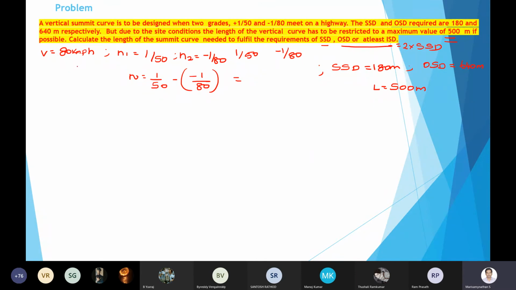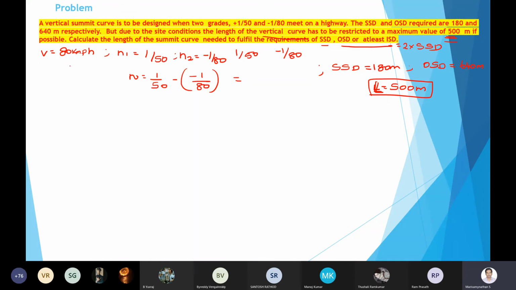Then what they are asking is the length of the summit curve. We have to provide a length that fulfills the stopping sight distance, overtaking sight distance, or at least the ISD value. But at the same time, they have mentioned that the length of the vertical curve has to be restricted to a maximum of 500. It should not be crossed more than 500.